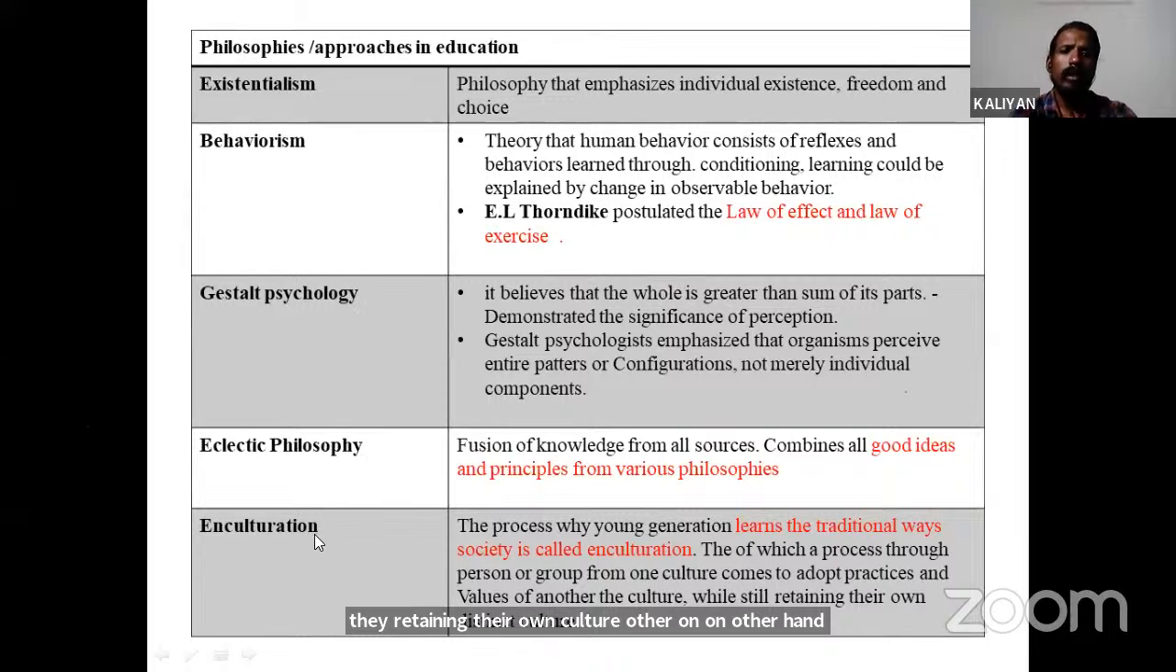So these are the philosophies or approaches used in education. The question in the exam is asked like match the following: what is behaviorism, or what is eclectic philosophy? So the question is asked like match the following. So these are the important philosophies and approaches in education.